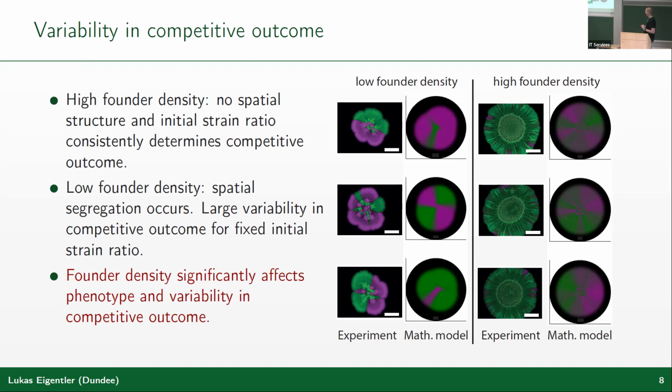Okay, but the second important difference was that in the low founder density regime, even though we always started off with a 1-to-1 ratio between the two strains, we saw high variability in what we call competitive outcome, simply defined as the relative abundance of one of the strains. And we saw this high variability across both the model and the experiment. So obviously that prompted us to do a bit of further investigation on where this variability was coming from.